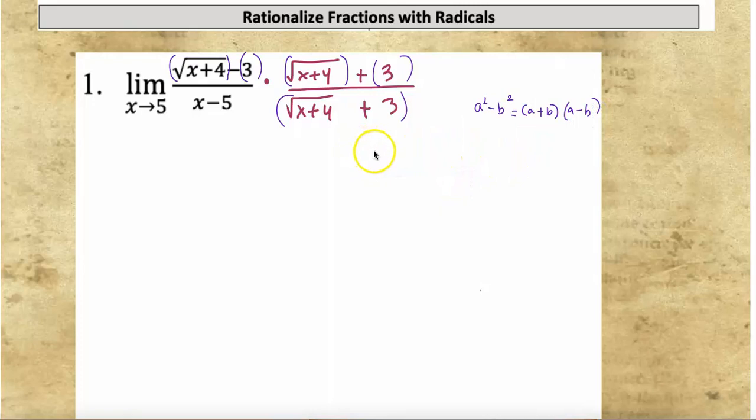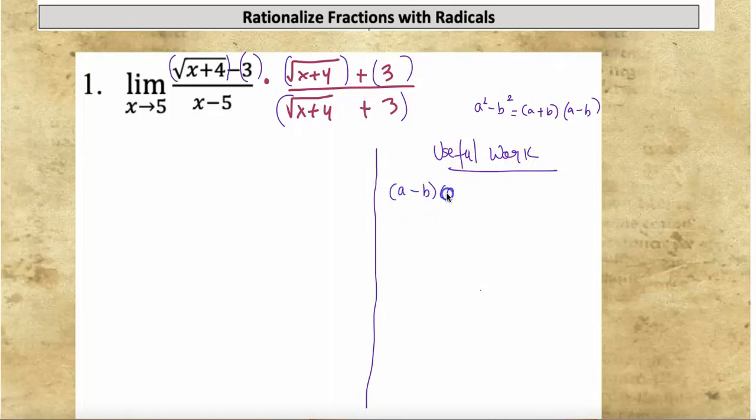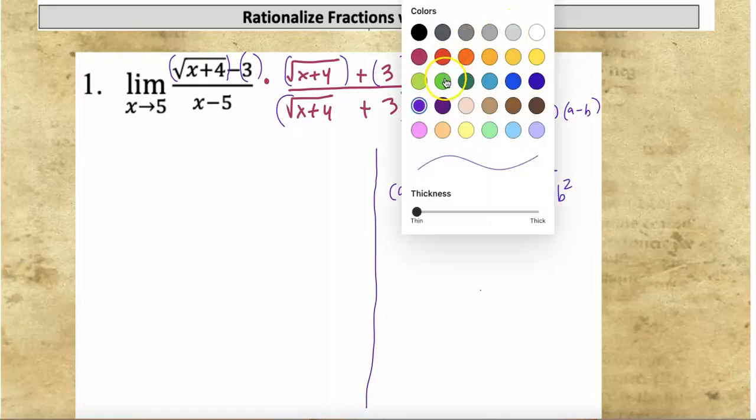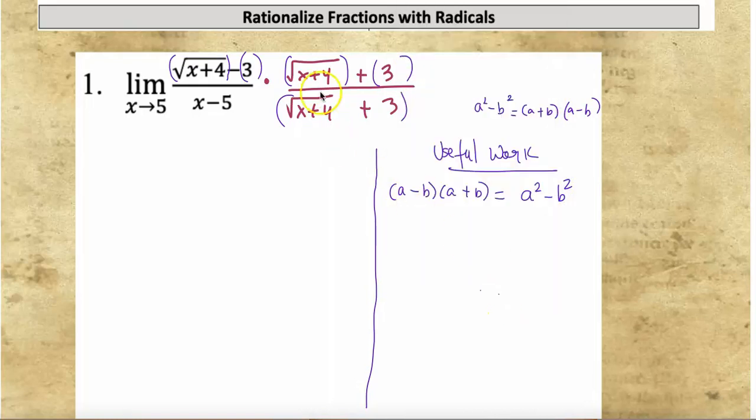Or I can write it like this. Let me do the work over here. That's my useful work. I will again advise you to do the same thing as I'm doing on your sheet of paper. It makes it a lot easier for you. So let me rewrite it. This is my a minus b times a plus b. My formula is a square minus b square. So what I'm trying to do is write this whole numerator. Let me write this step over here.